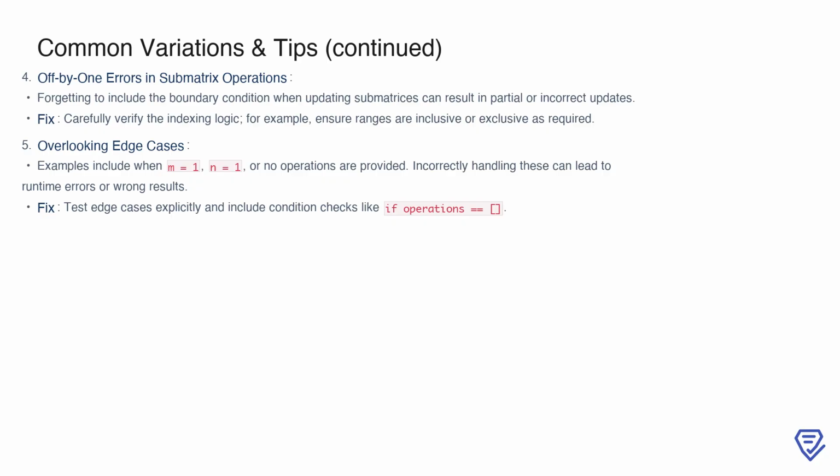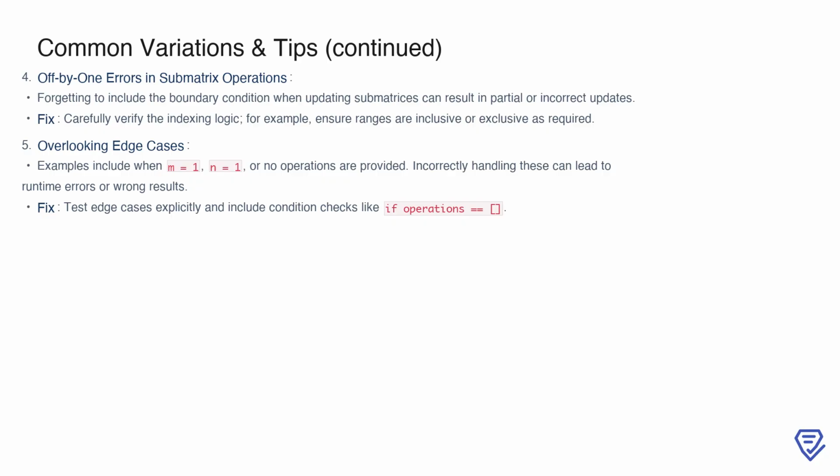Indexing errors are another frequent issue to be mindful of. Off-by-one errors, especially when dealing with submatrix operations, can lead to partial or incorrect updates. These often arise when boundary conditions aren't properly included or when ranges aren't clearly defined as inclusive or exclusive. To address this, carefully verify your indexing logic and ensure it aligns with the problem's requirements.